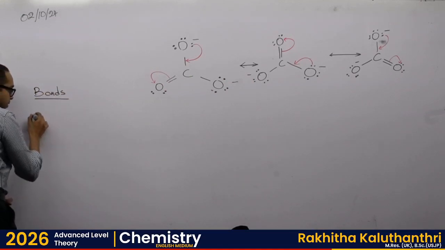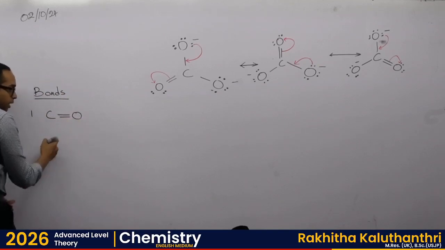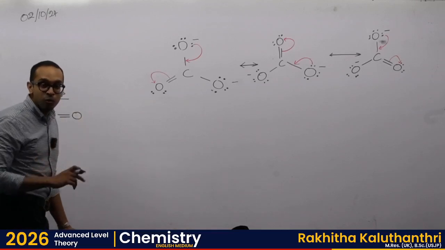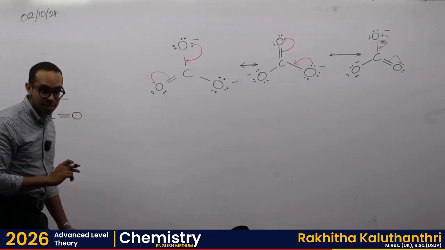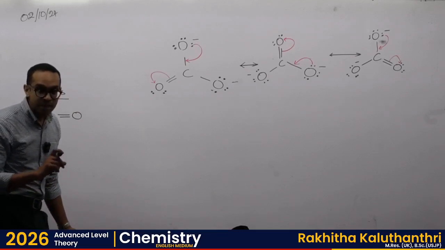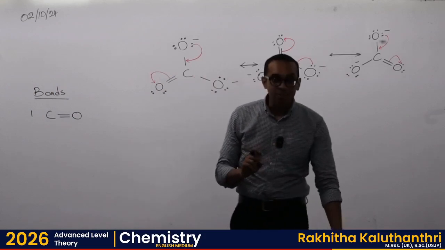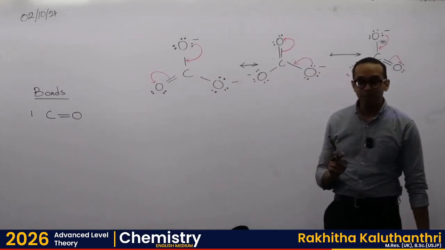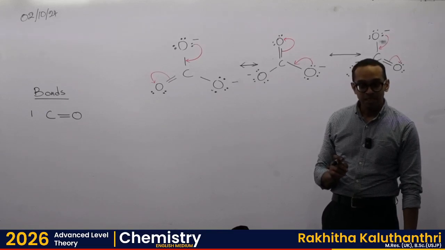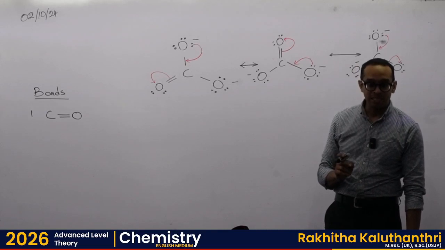It has one carbon oxygen double bond. Now when a double bond is formed, the bond length is smaller, right? We discussed this last week, right? Bond strength and bond length. I gave you a sentence. Did I give you a sentence about bond length and bond strength? There's just one sentence, that's it.